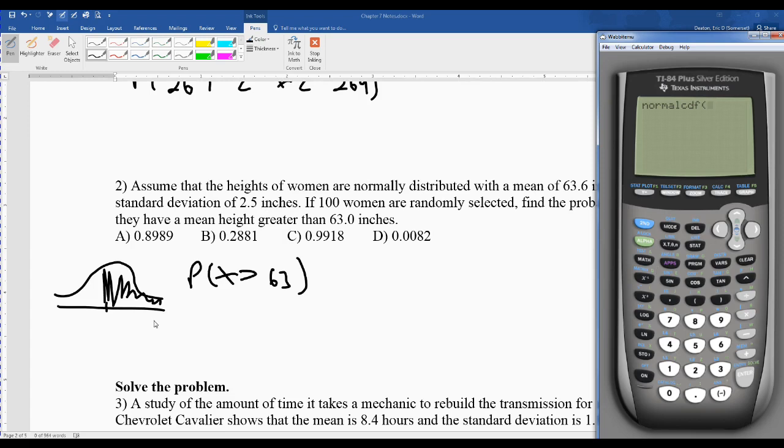Look at your shape. Your left bound is 63. That's your lower limit. It goes forever to the right, so use a number way bigger than 63. 1,000 tends to work. Our mean is 63.6. Standard deviation is 2.5 if it were a sample of 1, but it's not, it's a sample of 100. So divide that by the square root of 100. And we get 0.9918.